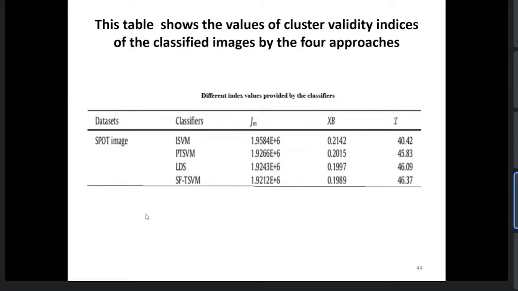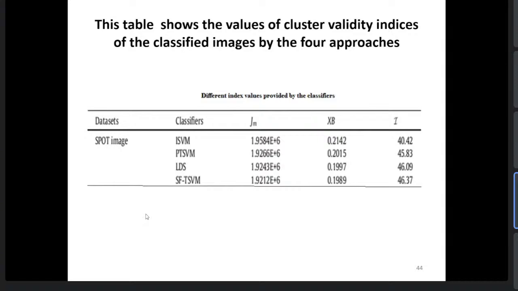It is JM, this is XB, and this is I. Actually, the I index was invented by my guide, Dr. Ujjwal Maulik, and his wife, Dr. Sanghamitra Bandyopadhyay, and they proposed this parameter. And this paper is published in PAMI. You know, PAMI is IEEE Transactions on Pattern Analysis and Machine Intelligence. Its current impact factor is, I think, more than 24.